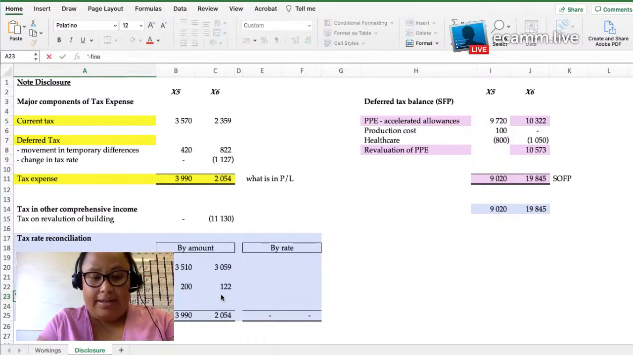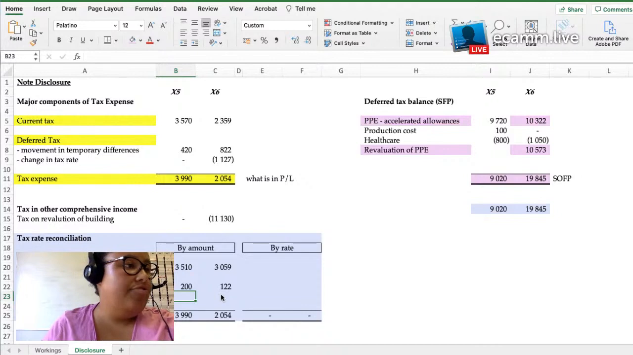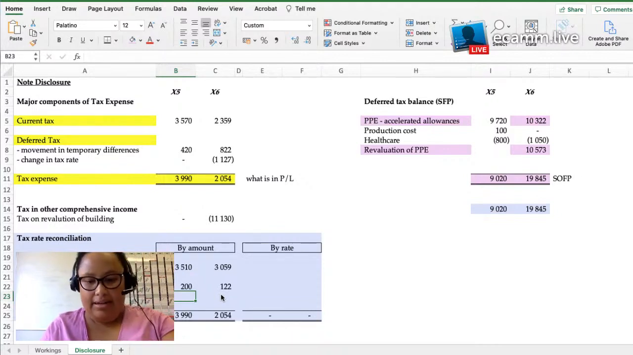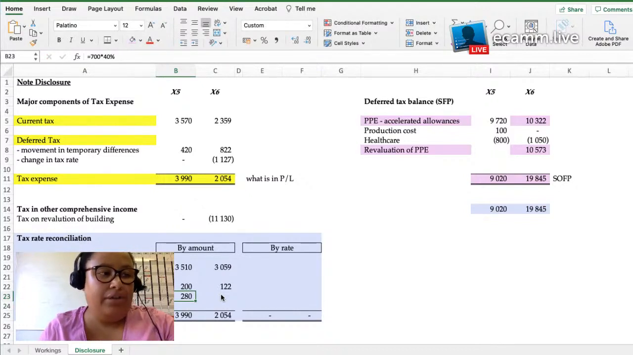What else was there? There were also the fines. The fines were not allowed as a deduction. If we go to our question, we see that in our current tax, we calculated the fines as a 700 fine. So it's 700 multiplied by the tax rate, which is 40%. So we add back 280. So that's non-deductible expenses. Then what else was there?